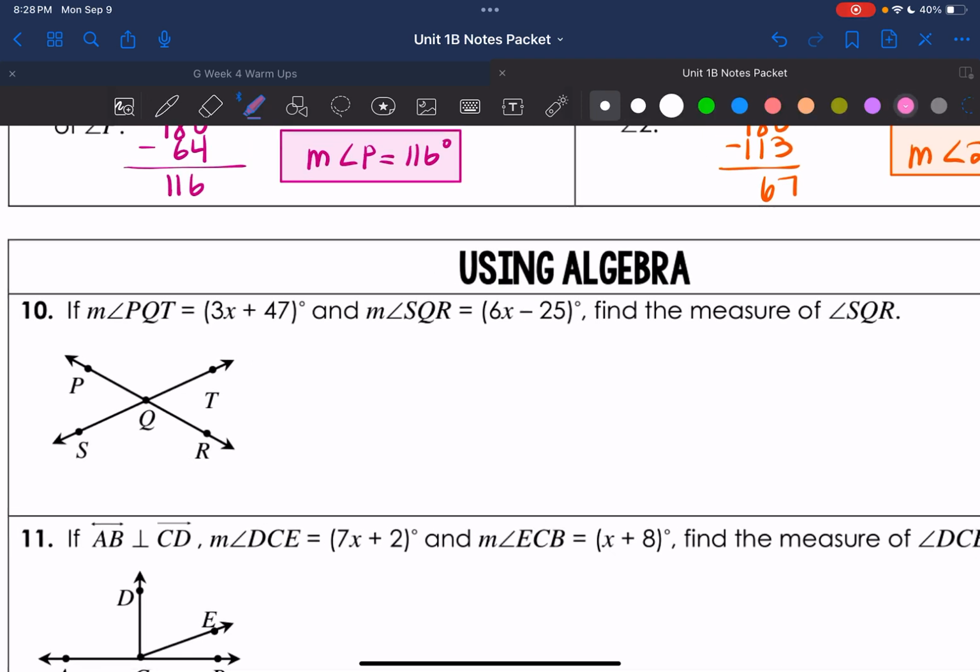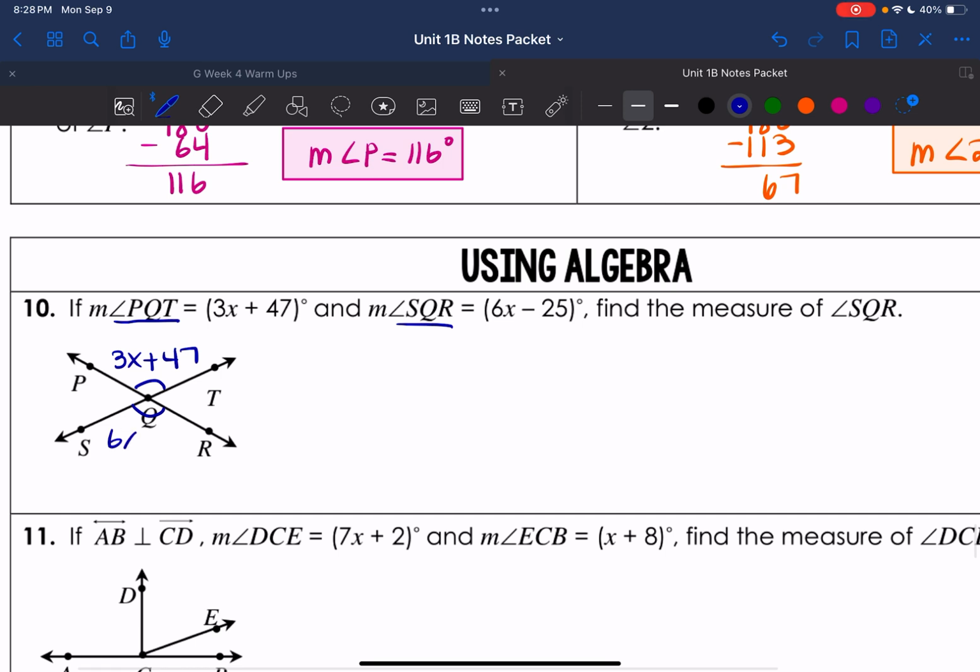So number 10 says, PQT is 3x plus 47. So PQT is this top part right here. So that's the 3x plus 47. And then SQR, looks like that's the bottom part, is 6x minus 25. So because they're across from each other, I know that these are vertical angles.